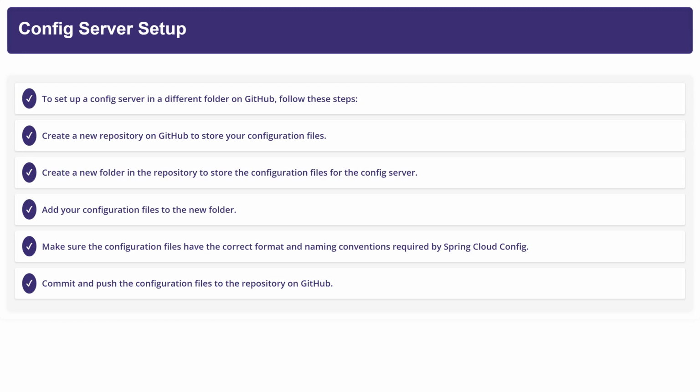First, create a new repository on GitHub to store your configuration files. Then, create a new folder in the repository to store the configuration files for the config server. Next, add your configuration files to the new folder. Make sure the configuration files have the correct format and naming conventions required by Spring Cloud Config. Finally, commit and push the configuration files to the repository on GitHub.